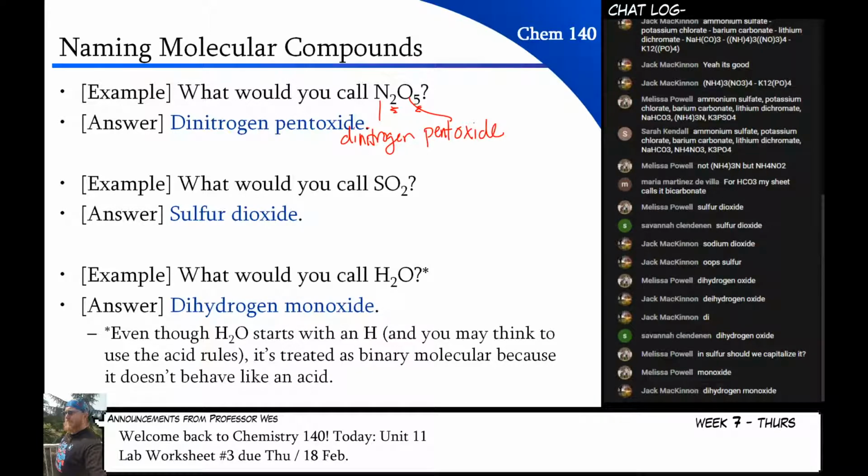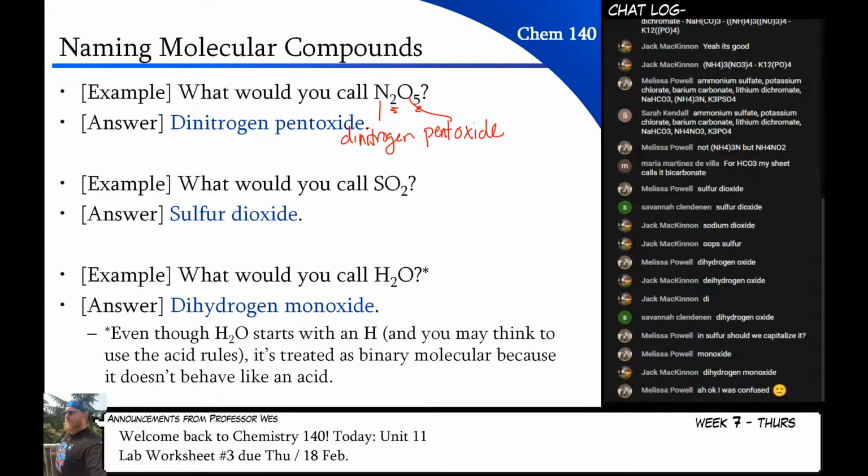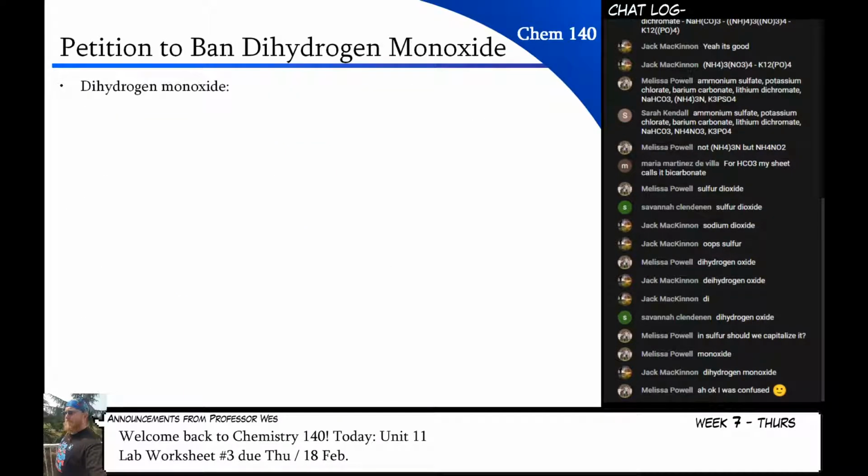Which brings up an interesting point. That's a very chemically sounding name. Wouldn't that be interesting if somebody made, say, a petition to ban it? And then many, many people signed it? I don't know, because there is a website out there. Let me find this website real quick. And this website is, as far as I can tell, a satire.